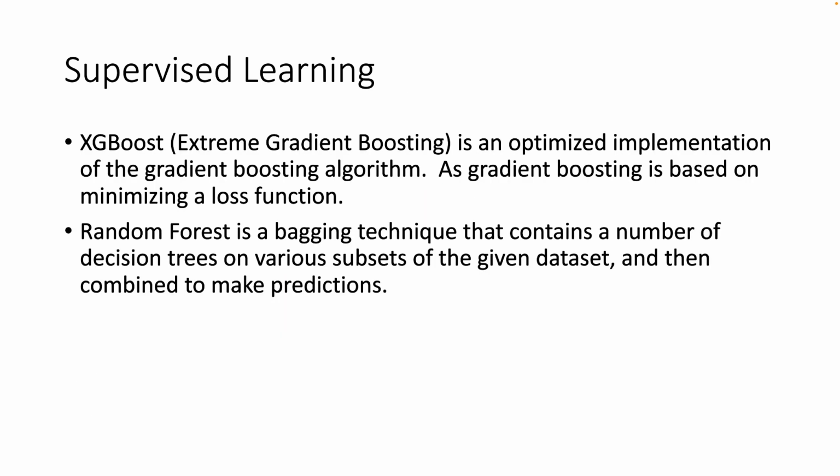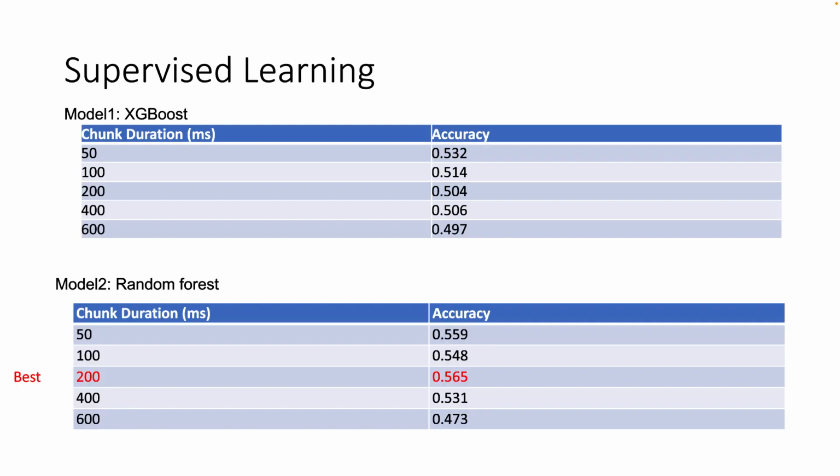We also tried supervised learning. There are two models, extreme gradient boosting and random forests. For each one, we tried a lot of different chunks of data. Like our total data file is about 2 hours, and we divided the files into small pieces. Each piece may be from 50 milliseconds to 600 milliseconds. And we just tried every possible size.